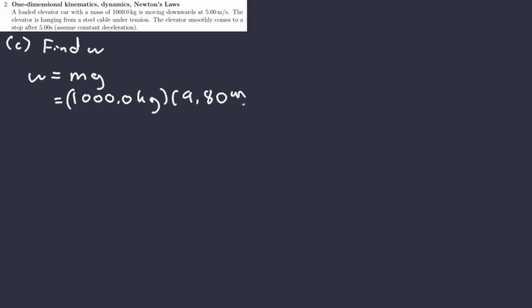So we're ready to go to part C. Part C asks us to find the weight of the elevator. So this is fairly straightforward. We just have our equation for weight. Weight is equal to mass times g, the acceleration due to gravity, which is 1,000 kilograms times 9.8 meters per second squared. And you can do this multiplication and it comes out to 9,800 newtons.